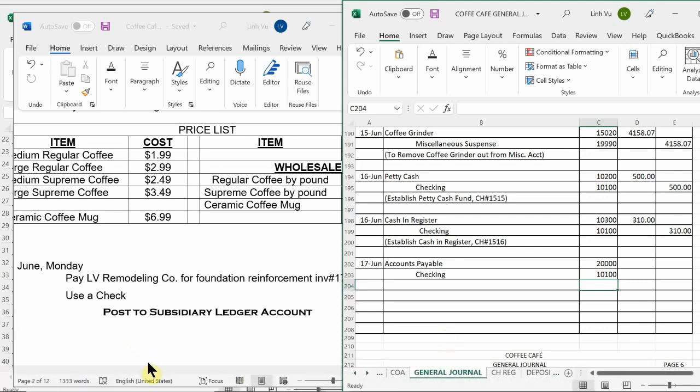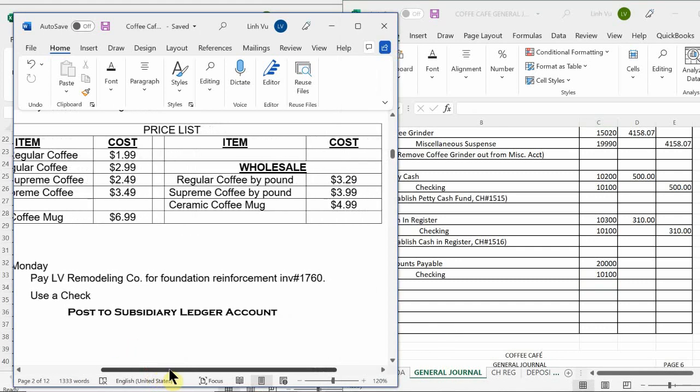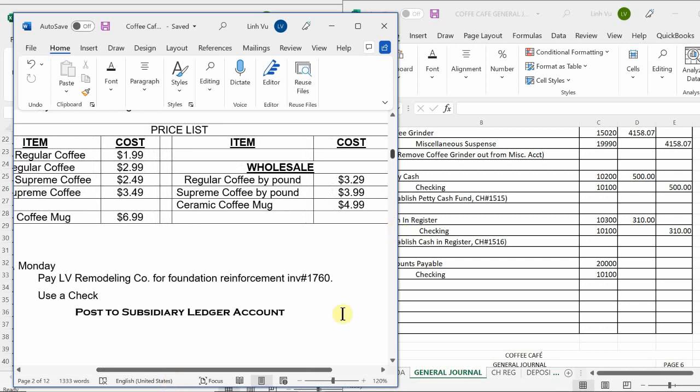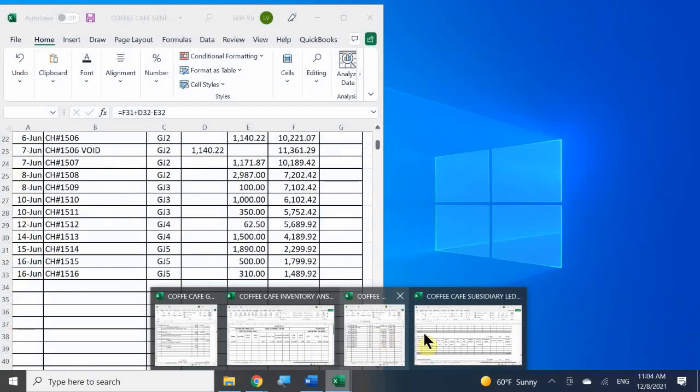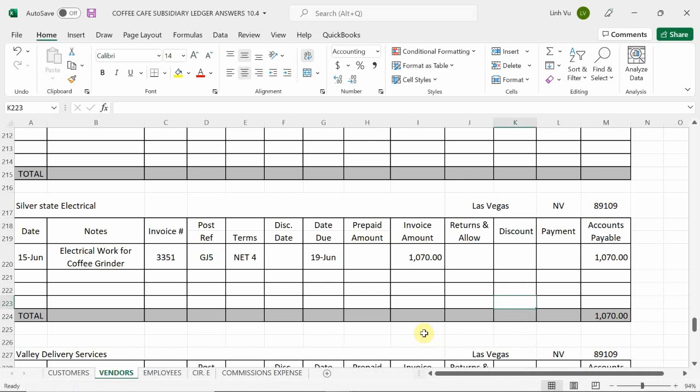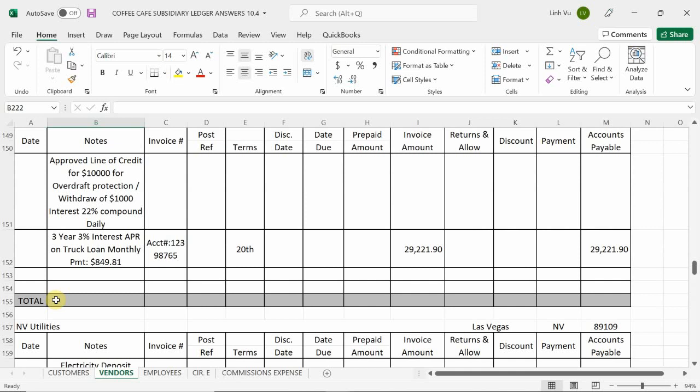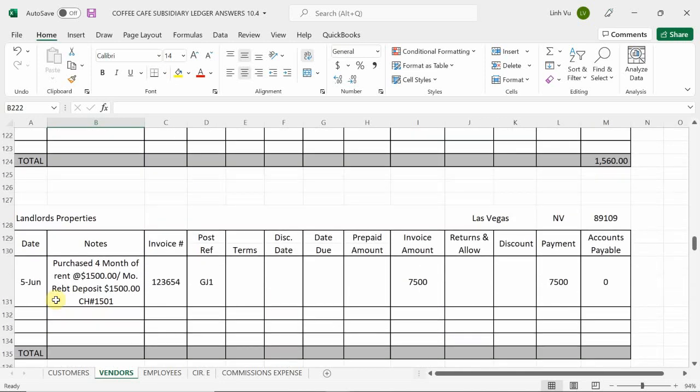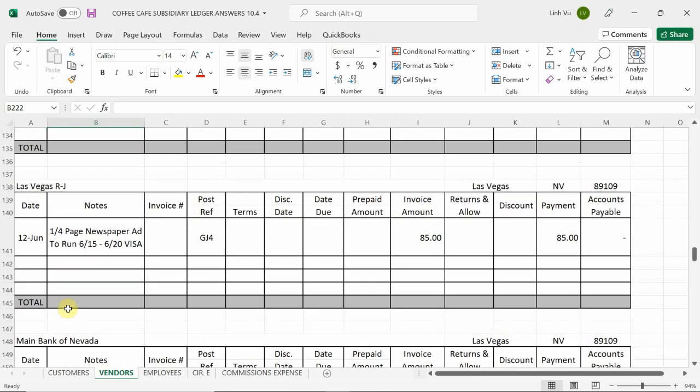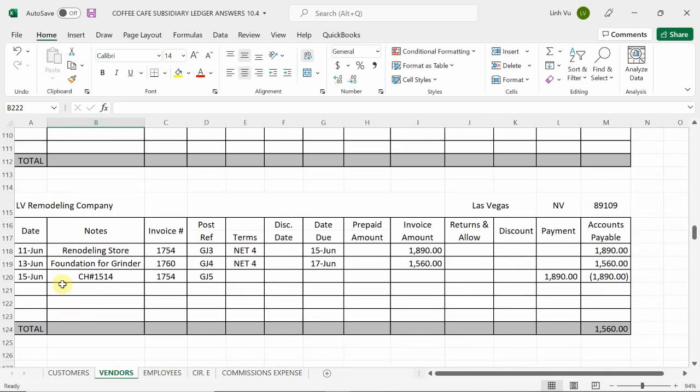Now, how do I know how much I owe LV Remodeling? Where would you go? To the ledger. Which ledger? Las Vegas Remodeling Company, is that a ledger of its own? We're going to go to the subsidiary ledger. Yes, that's where all the people involved with the company are going to be, not the actual company itself. So in this case, we're under vendors. We are dealing with LV Remodeling. NV Utilities, Las Vegas Landlord Properties, LV Remodeling. Where are you? I think it's this one. LV Remodeling.